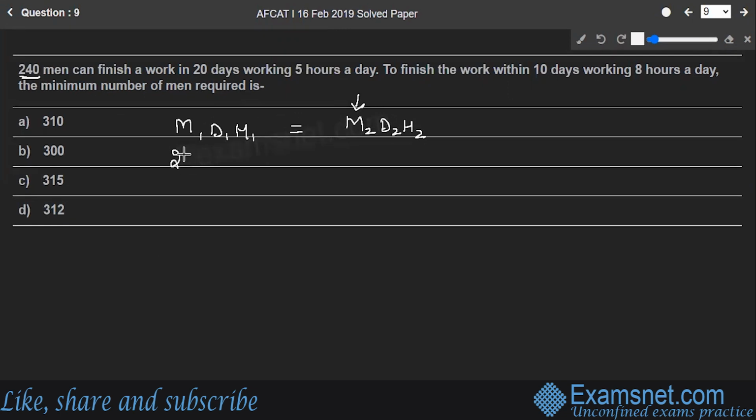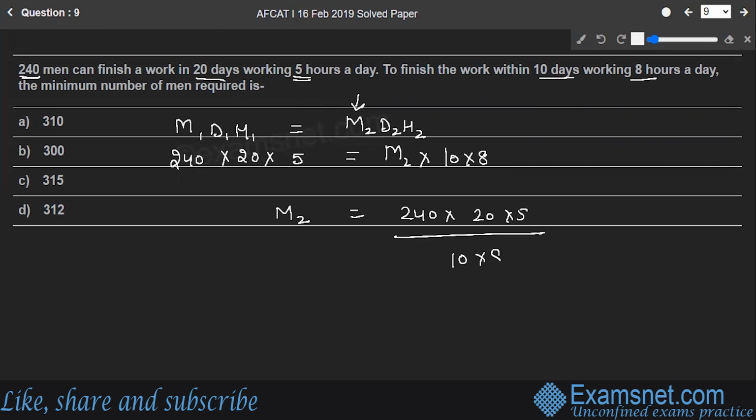240 men, let's write down 240 men, 20 days, working 5 hours a day is equal to M2. I have to find out. They work for 10 days, 8 hours, which gives you M2 is equal to 240 into 20 into 5 upon 10 into 8. So this cancels out and this is equal to 300. So you need 300 men for this work. Clear? Next is question number 10.